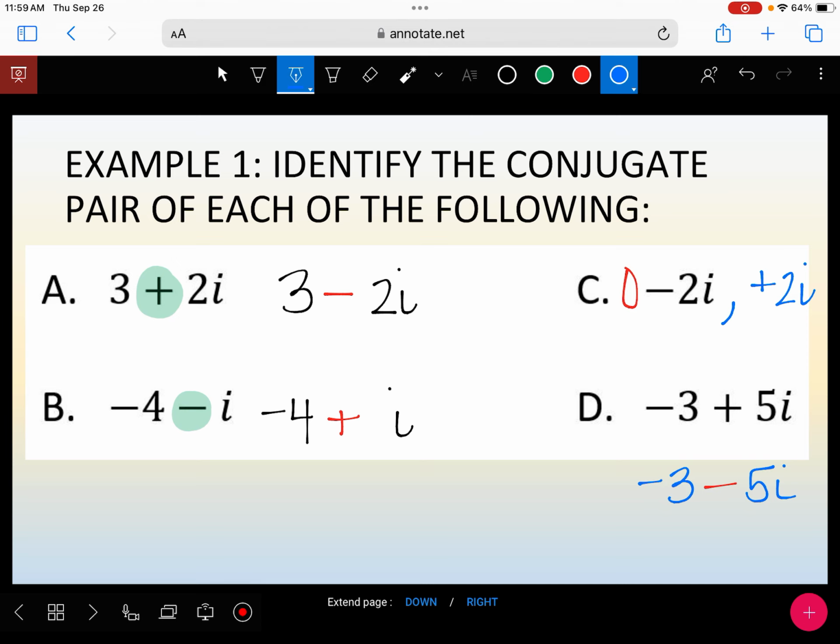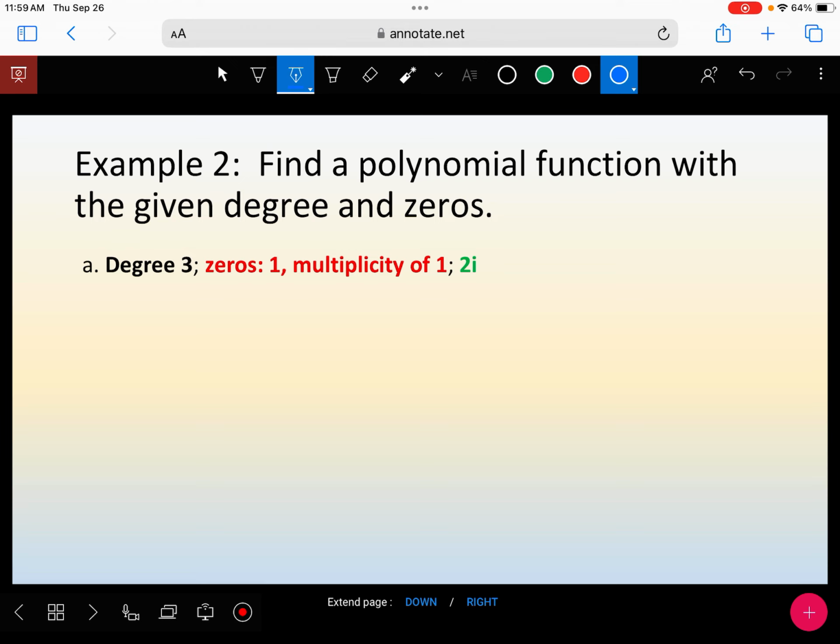So yesterday on the skills check, you all had to write an equation given the roots. So we're going to do that again, except today we're going to have some of our solutions be imaginary. So go ahead and copy down example 2. We have a third degree function. We have a 0 at 1 with a multiplicity of 1, and we also have 2i. So I'll give you a minute to copy that down, and then we'll talk about how we get the factor of 2i.